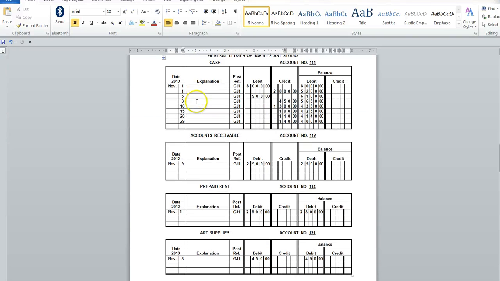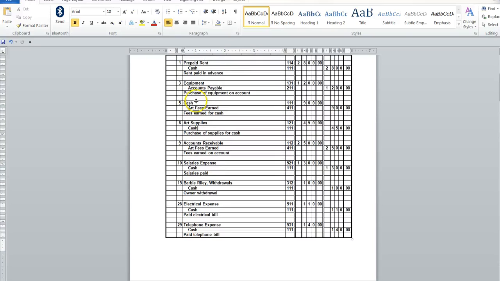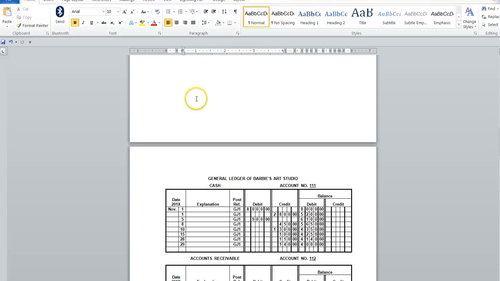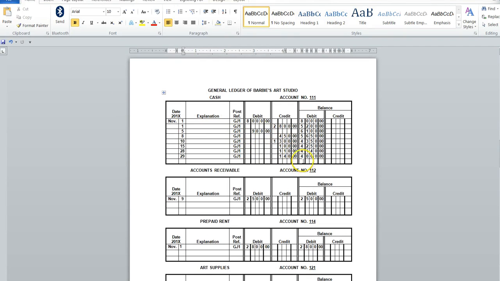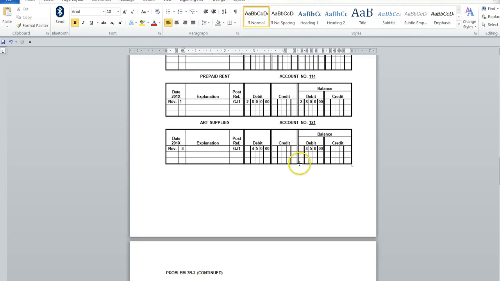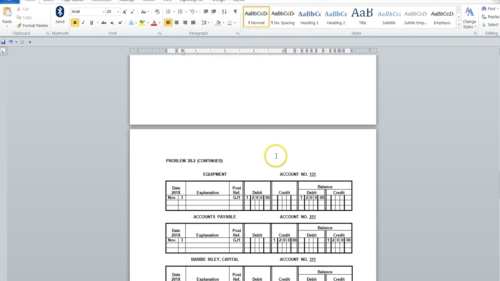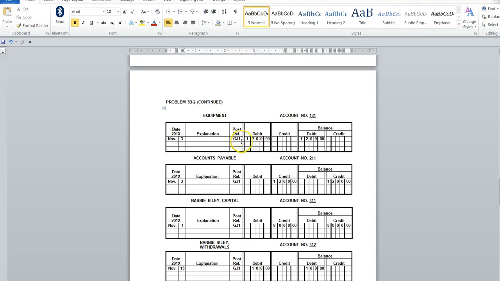And then again, if you were in a computer system, all you would have had to do is click post or click enter after doing the journal, and all of this stuff would find its way in here, including the account balances. That's how easy computerized accounting is. But you guys are building it. It's like building a stick-built house as opposed to having some robot build it. You know what I'm saying?